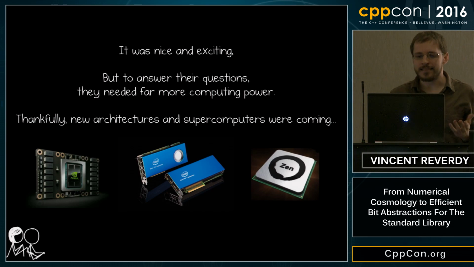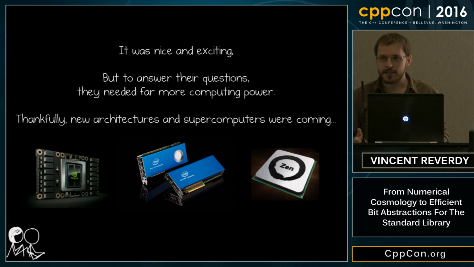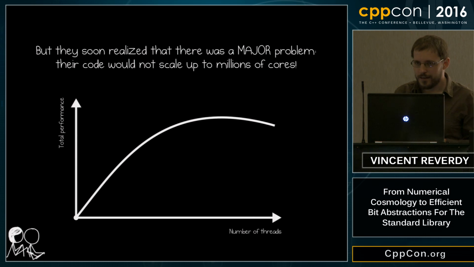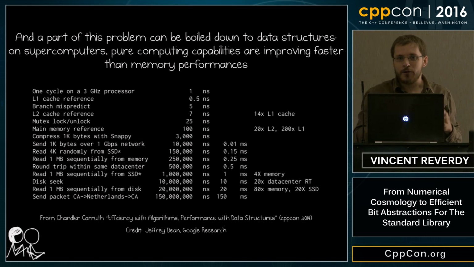It was nice and exciting, but to answer the metaphysical question, they needed far more computing power. Thankfully, new architecture and new supercomputers were coming. But they realized that there was a major problem, because their code would not scale up to millions of cores. And a major part of the problem is due to data structure.